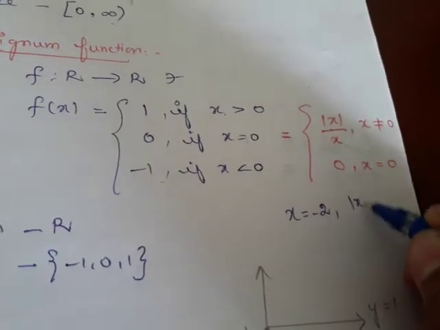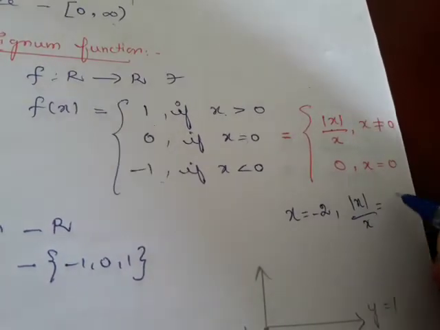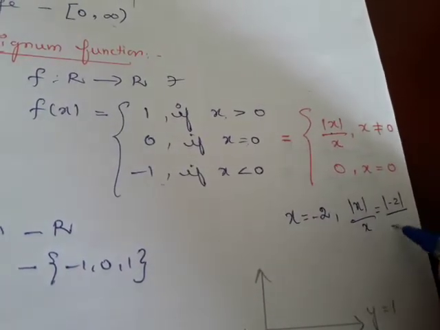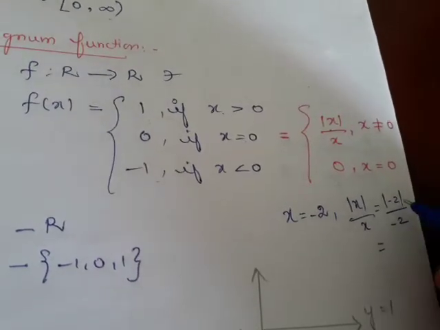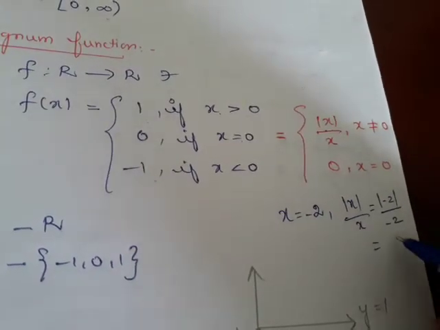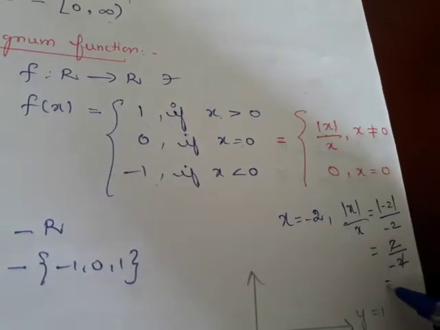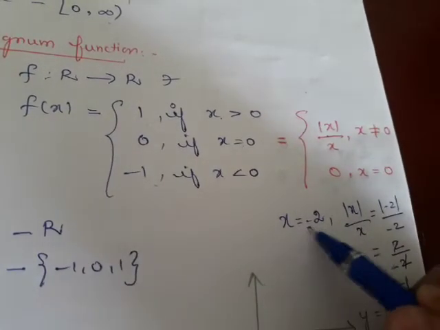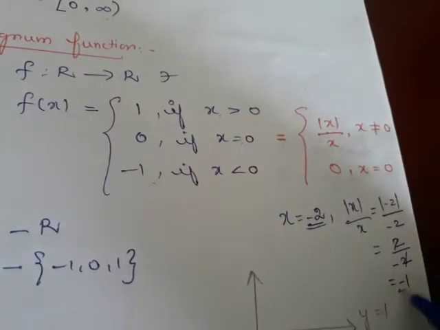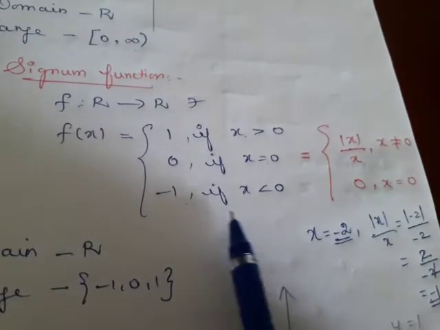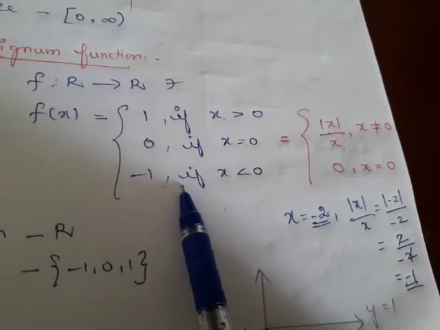Modulus of x divided by x equals modulus of minus 2 divided by minus 2. What is modulus of minus 2? It is nothing but 2 only, divided by minus 2. So 2 will get cancelled, and we get minus 1. So if I choose a negative number, I end up with minus 1. That is what the signum function defines.